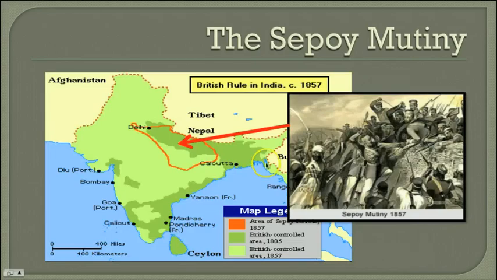Here's the map I was mentioning. You can see Delhi here. Everything in this orange area is the area of the Sepoy revolt. Everything else, of course, is controlled by the British, but this is where the Sepoys are really trying to take over.